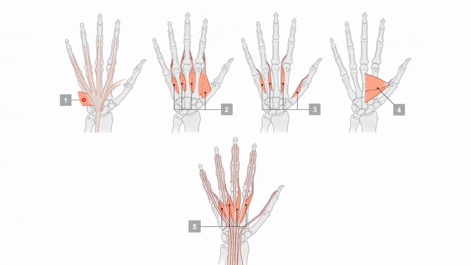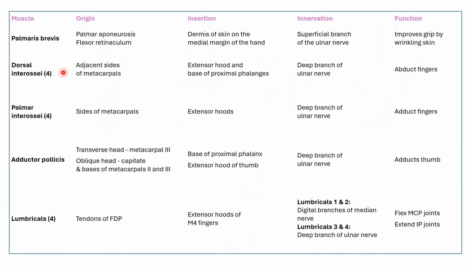Okay, you can see this is the palmaris brevis muscle. Origin from flexor retinaculum and palmar aponeurosis and insert to skin. Second muscle is dorsal interosseous. There are four dorsal interosseous, originating from adjacent sides of metacarpals and inserting to the extensor hood or extensor expansion and base of proximal phalanx, innervated by the deep branch of the ulnar nerve. Function is to abduct fingers.